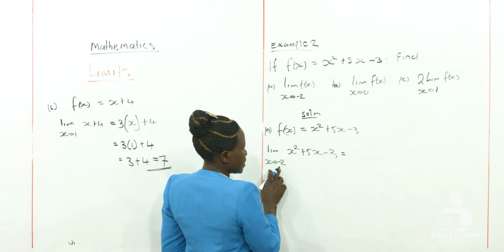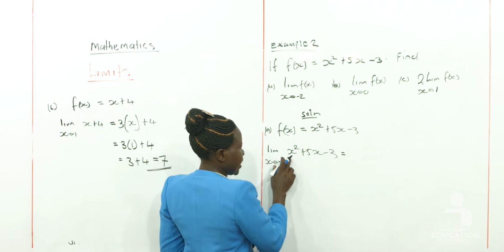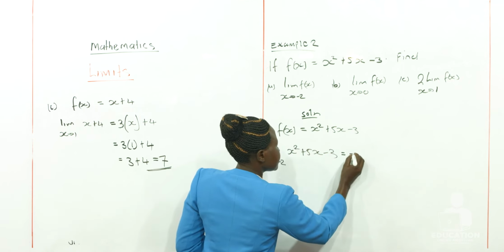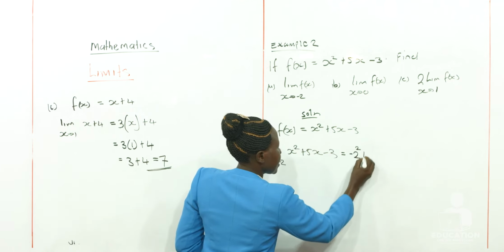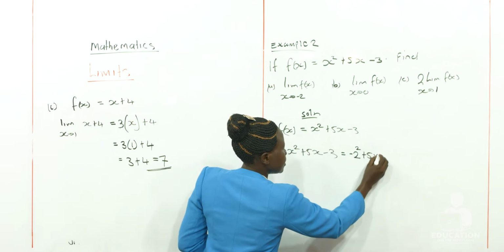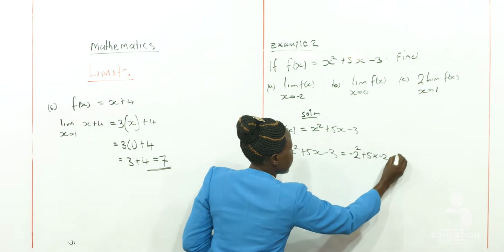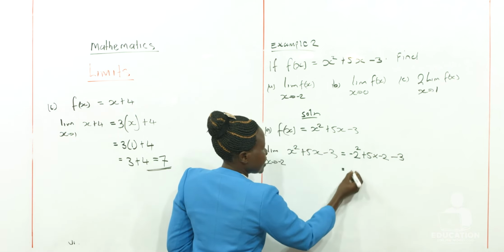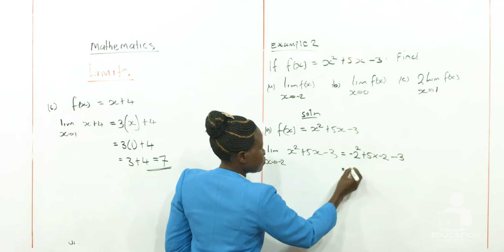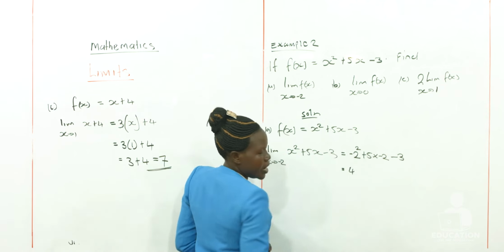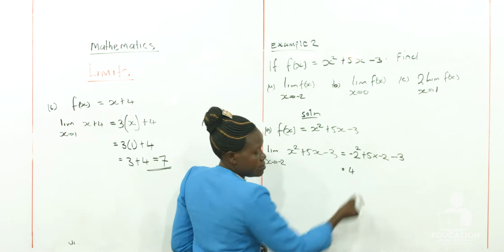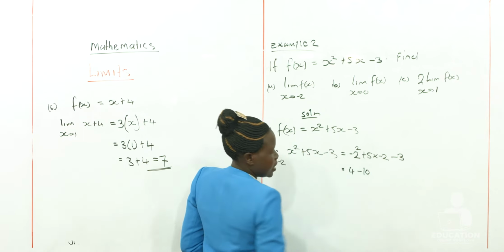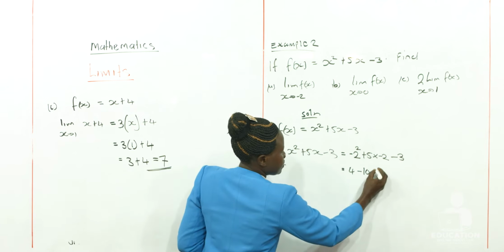The value of x is negative 2. So where there is x, we are going to write negative 2. So we shall have negative 2 squared plus 5 times negative 2, and then minus 3. When we simplify this, negative 2 times negative 2 gives us positive 4, and then 5 times negative 2, we get negative 10, and then we have negative 3.